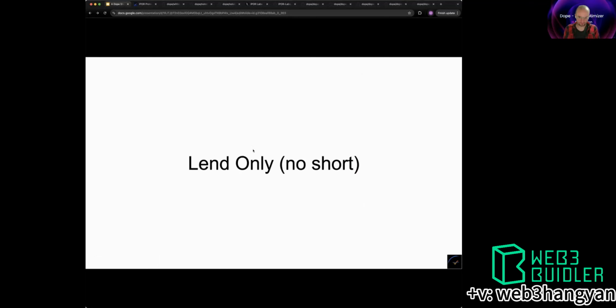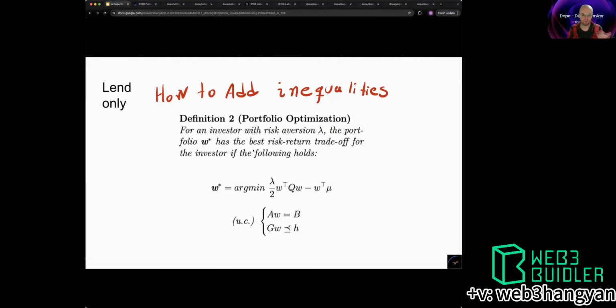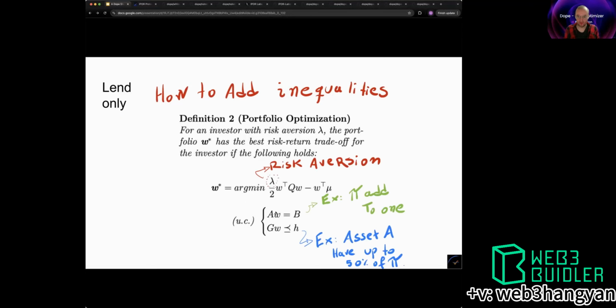Okay, so that was for when you can lend and can borrow, so it's not really realistic. In general, there are maybe five-ish slides. I'm going to go quite fast just to give an overview. This is the general formula: you have the risk-return function you're trying to maximize, in this case minimize, but you have a risk profile of the investor, maybe your risk preference. And then you have two constraints.